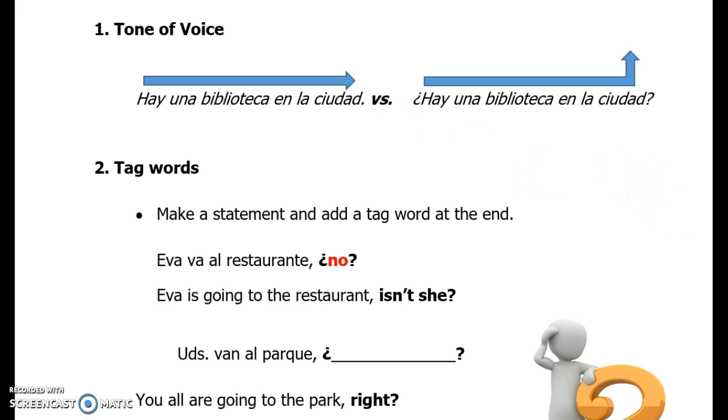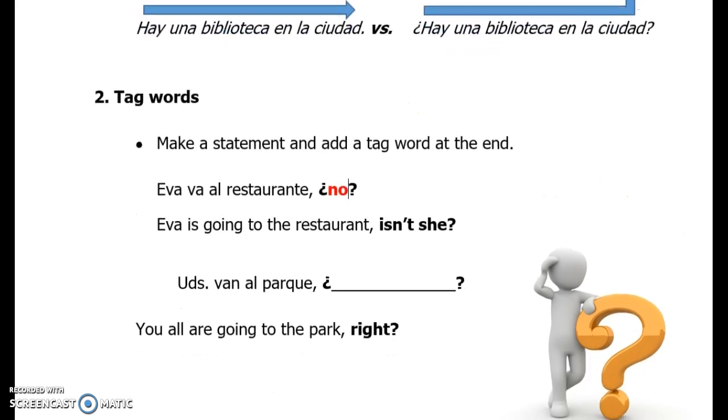Let's use the example here below. All right. Here's another one. Instead of saying isn't she, we could also do isn't he, or aren't we, or aren't I. Ustedes van al parque, or y'all are going to the park, right? In Spanish, the word we use for right would be verdad.